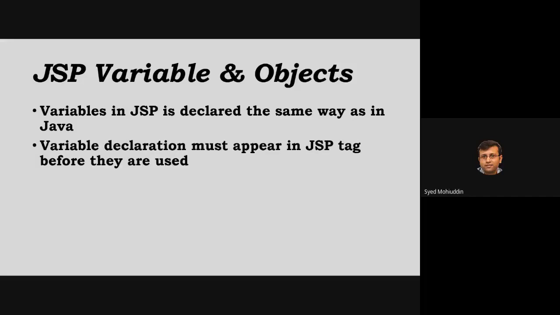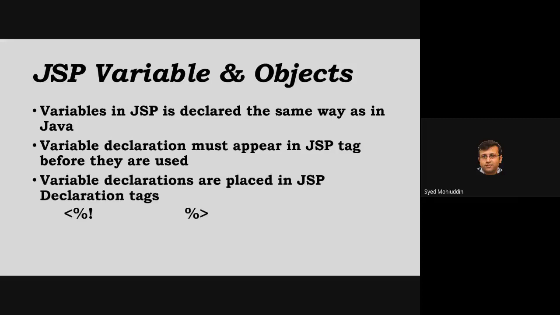Then the next thing is the obvious case that any variable has to be declared before its use. So this is the same as any other programming language. Now, usually the variables, and I say usually because it is not a hard and fast rule, usually the variables are declared in the declaration tag.